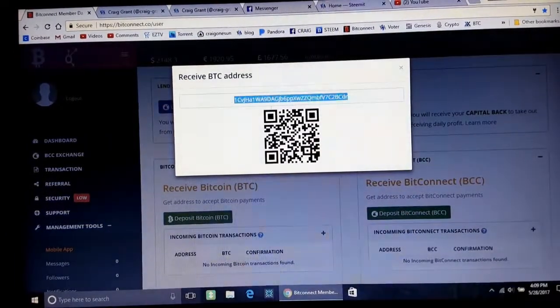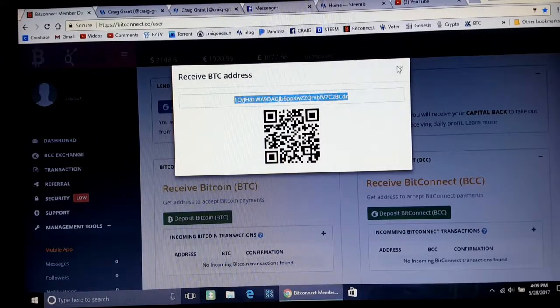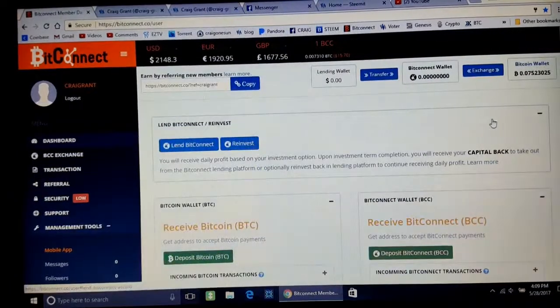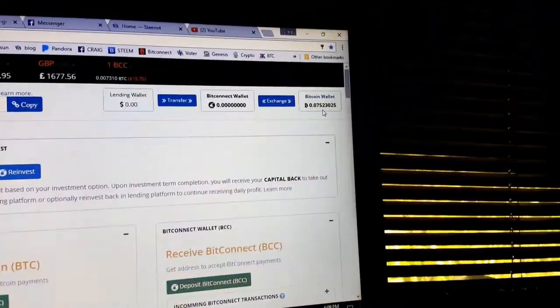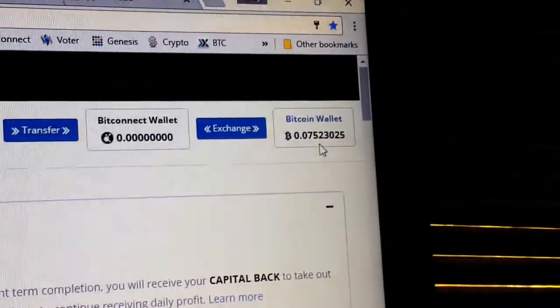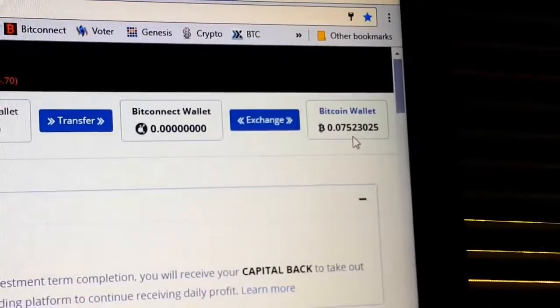You get an address here or a QR code. You can use your cell phone to deposit. Now, I've already deposited Bitcoin. I have 0.075 BTC, and it shows over here in my Bitcoin wallet.